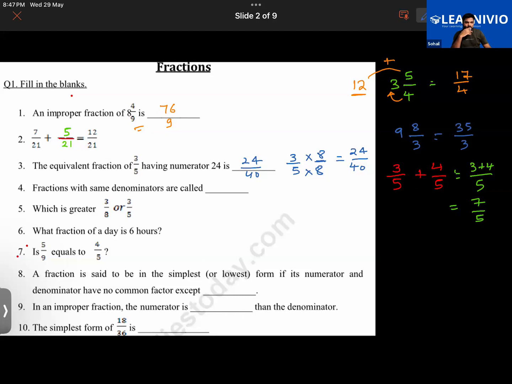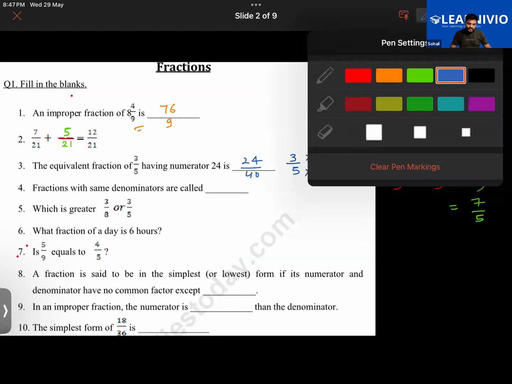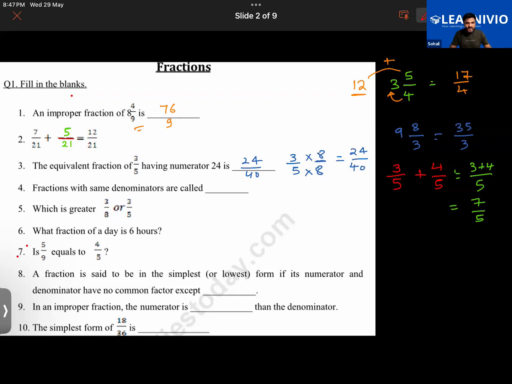Okay. If you want, you can write a question. A question which you are doing for the first time, you can write that down. Okay. Question number 4. Answer this one.